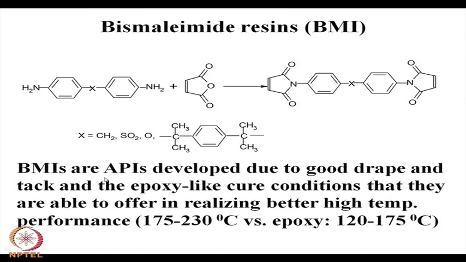So, these bismaleimides are addition polyimides developed due to good drape and tack and the epoxy-like cure conditions, due to the presence of these maleimide groups, that they are able to offer better high temperature performance. Say service performance can be between 175 to 230 degree Celsius versus epoxy resin which performs at a little lower range, 120 to 175. So, if somebody wants to use a composite beyond 175 degree Celsius temperature, that epoxy composite will not be suitable, in that case one has to use this type of bismaleimide resin composite or polyimide or the other addition polyimide composites which can stand beyond 175 degree Celsius temperature for a prolonged exposure.